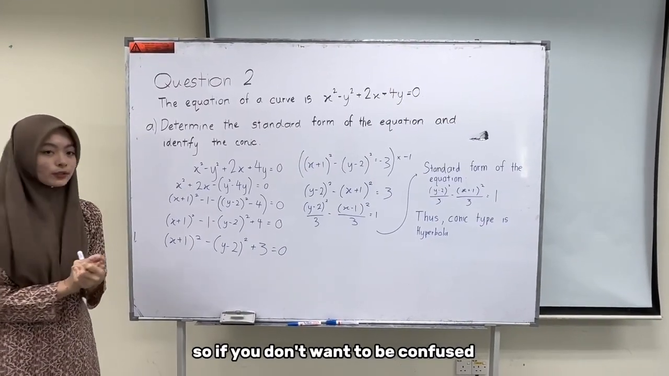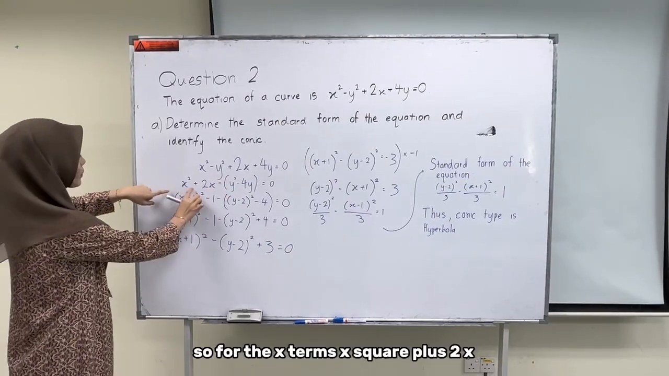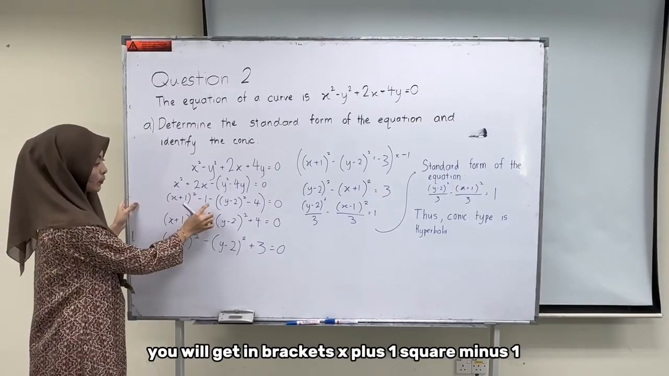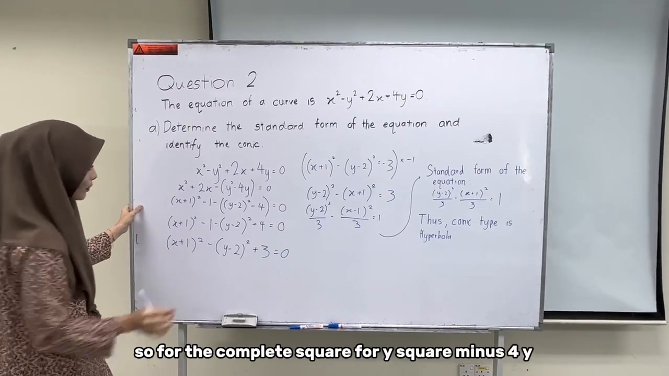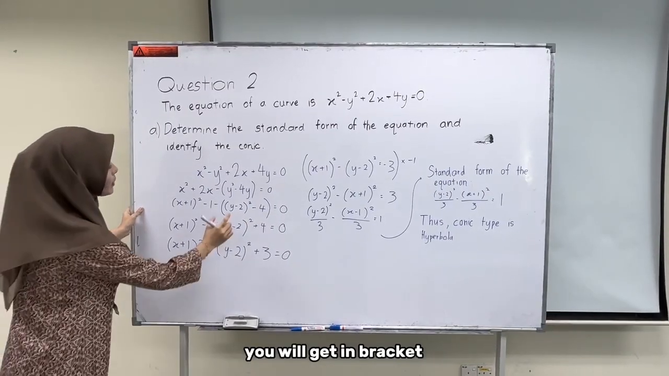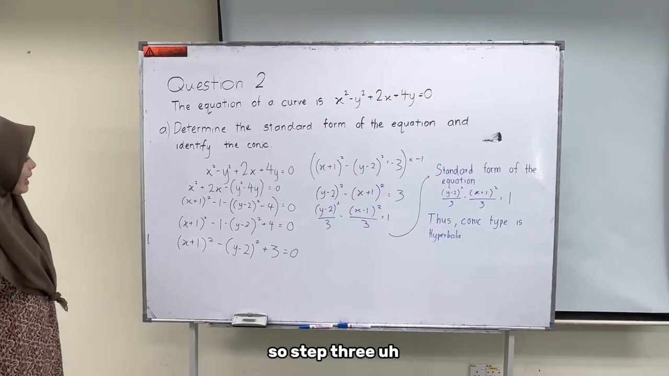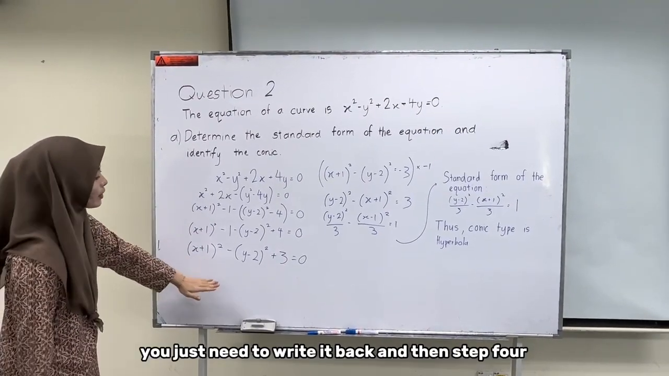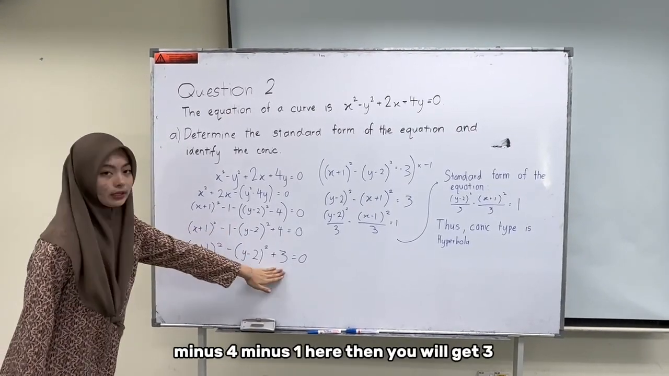So for step 2, you need to complete the square. If you don't want to be confused, you just complete the square one by one. So for the x terms, x squared plus 2x, when you complete the square, you will get in bracket x plus 1 squared minus 1. So minus, you just need to write it back. So for the complete square for y squared minus 4y, you will get in bracket y minus 2 squared minus 4 equals 0. So step 3, you just need to write it back, and then step 4, you need to simplify it, which you minus 4 minus 1 here, then you will get 3.